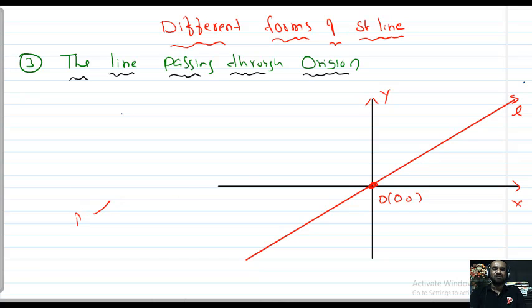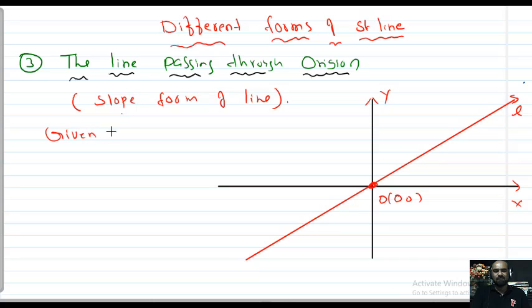Actually, this is called the slope form of a line. What is the meaning of that? The slope of the line is given, and another piece of information is given: that line is passing through the origin. What is the locus equation? Two things are given here. The slope is given and the line passes through the origin. By using those two pieces of information, you want to find the equation of L, or the locus equation of L.